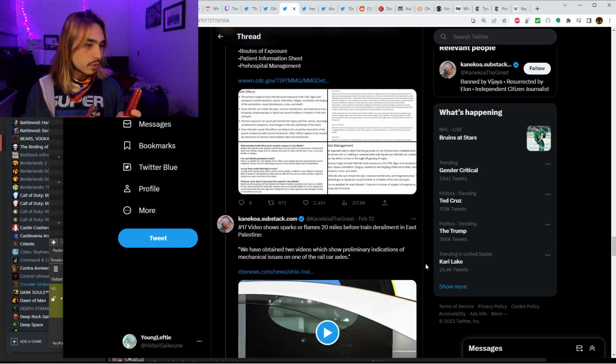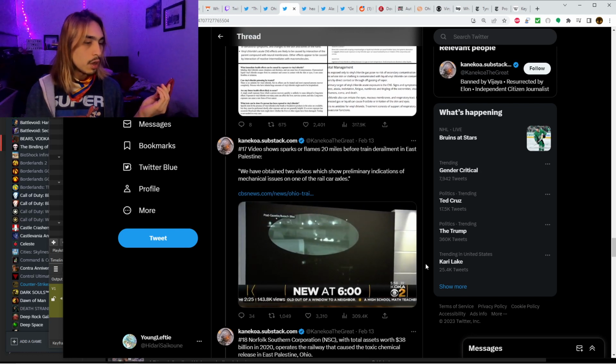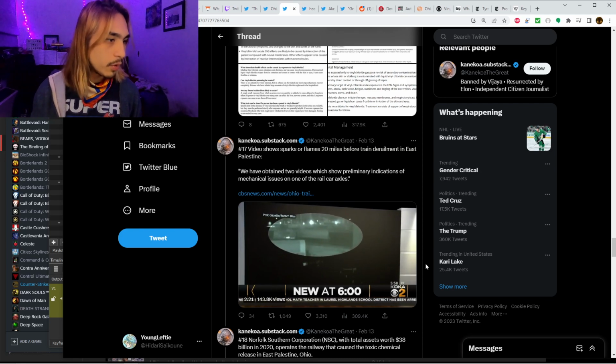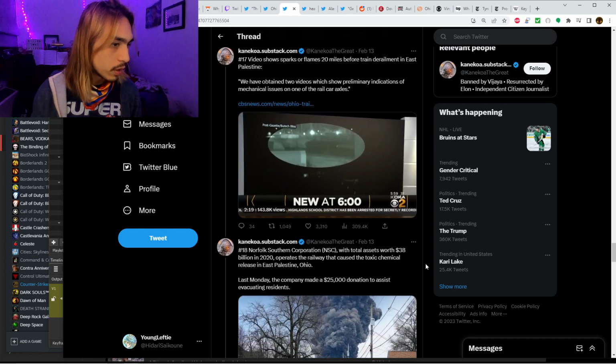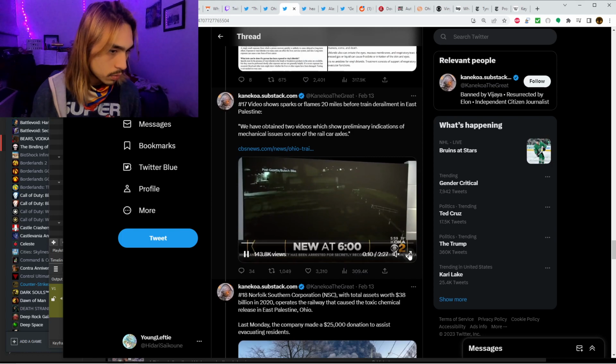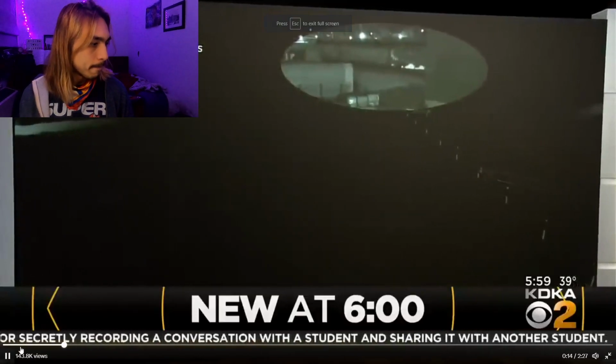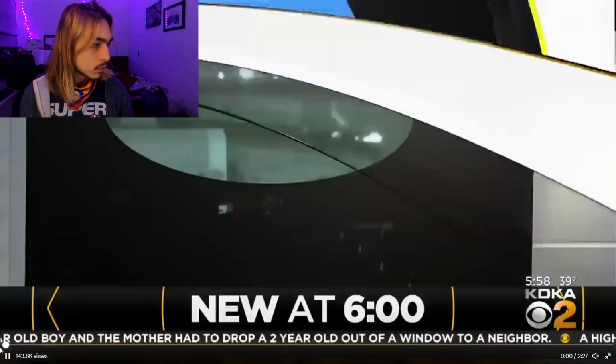Video shows sparks or flames 20 miles before the train derailment. Preliminary indications of mechanical issues in one of the rail car axles, 20 miles before it derailed. The derailment, as we all now know, sent dangerous chemicals.